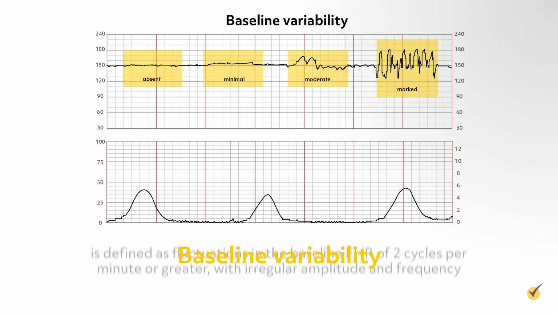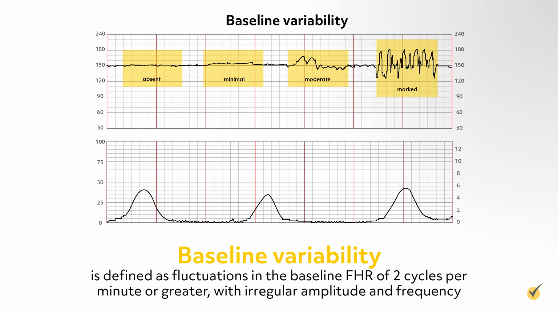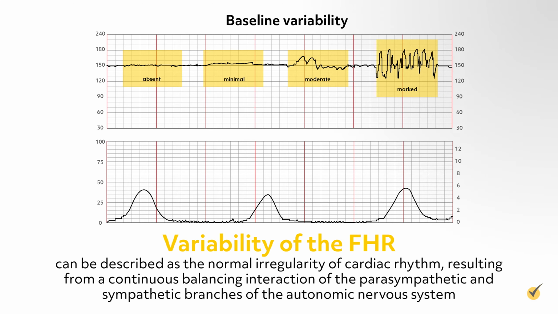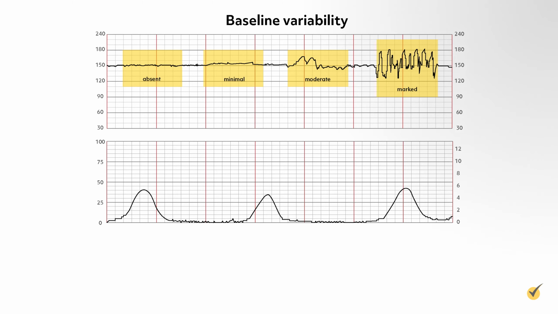Baseline variability is defined as fluctuations in the baseline fetal heart rate of 2 cycles per minute or greater, with irregular amplitude and frequency. Variability of the fetal heart rate can be described as the normal irregularity of cardiac rhythm, resulting from a continuous balancing interaction of the parasympathetic and sympathetic branches of the autonomic nervous system. Variability is categorized as absent, minimal, moderate, and marked.